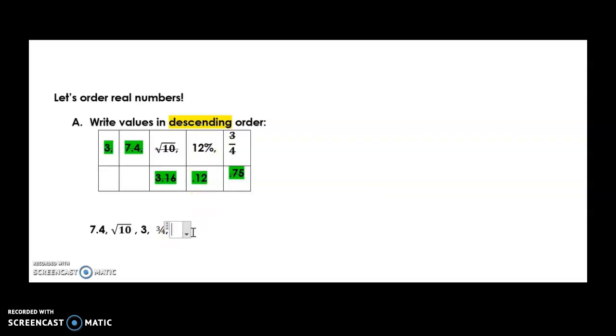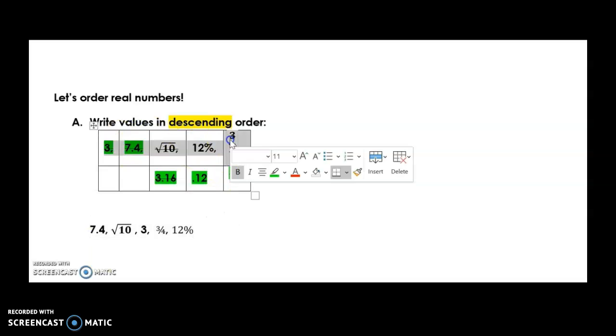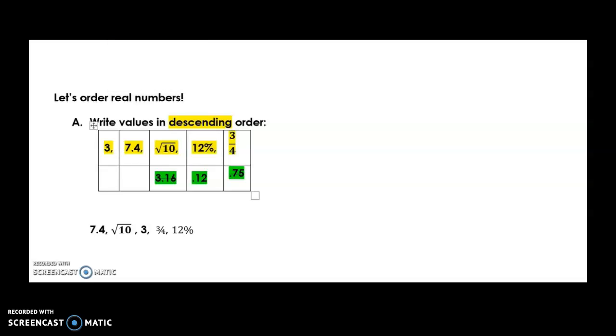You can use copy and paste, or you can use the number on your keypad. So this would be the answer for writing my values that I was given. These original ones right here, in descending order. This would be my answer.